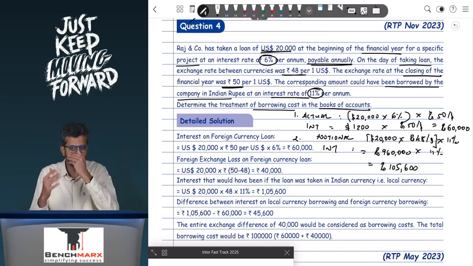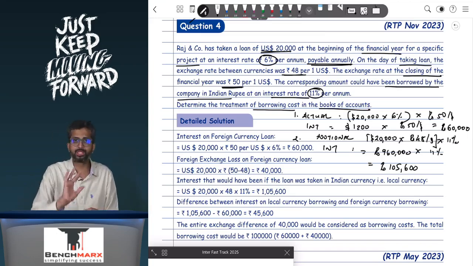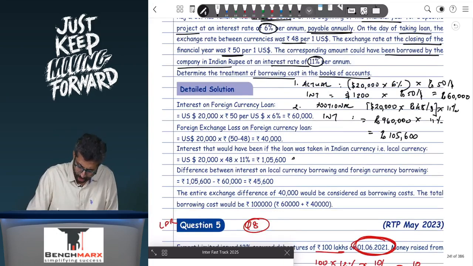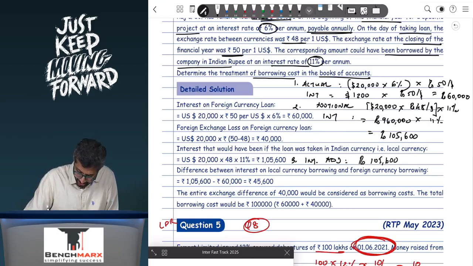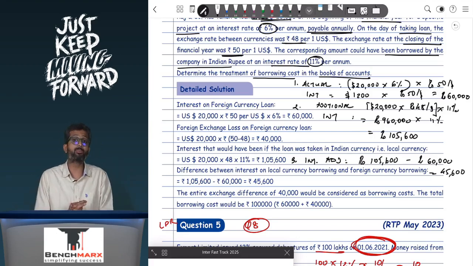AS16 believes that a part of this would be compensated through exchange differences. So over here, point 3, I will say the interest adjustment. Interest adjustment would be rupees 1,05,600 minus rupees 60,000, and hence this comes to possibly 45,600. So I'm saying that possibly I am saving 45,600 in the form of interest.